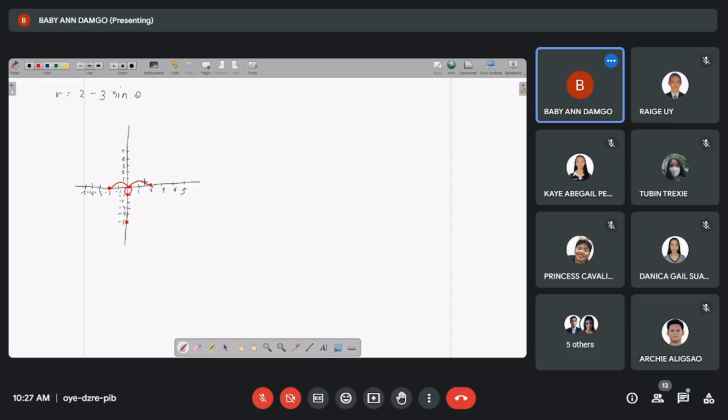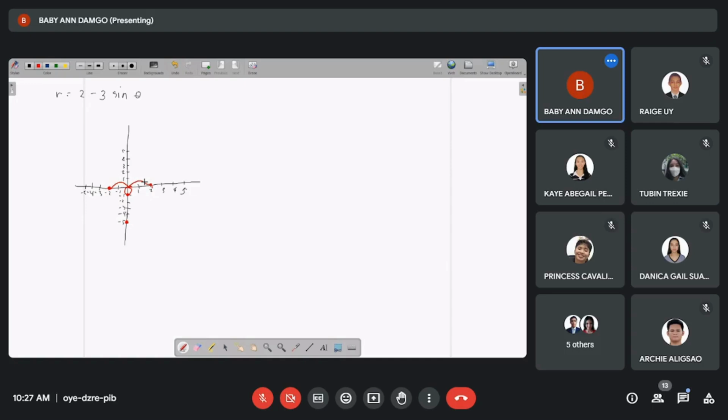So our loop is 0, negative 1. And then, ang pinaka-edge niya here is 2 plus 3. So we have a 0, negative 5. Okay, so another. So what if we have R is 2 minus 5 cosine theta. Okay, so we have this.